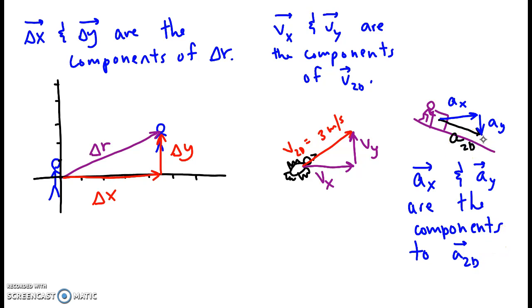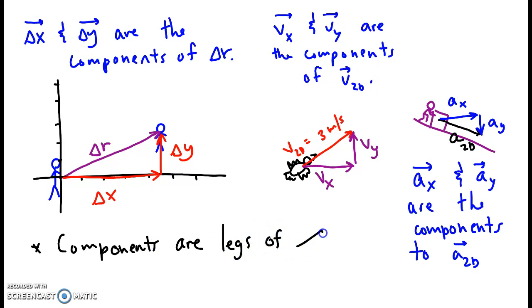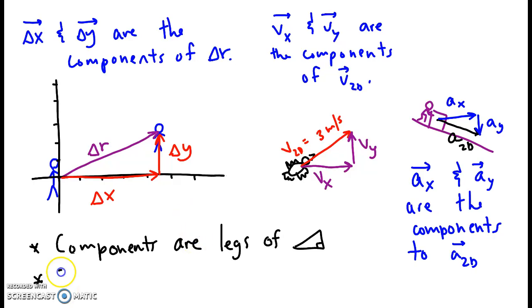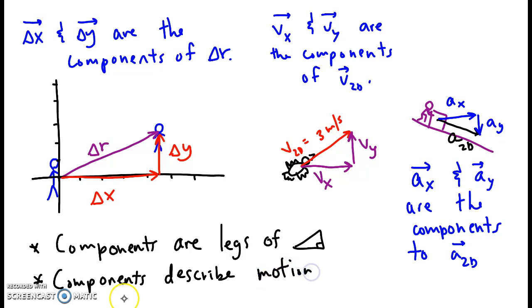So components are, what are they? They're the legs of the right triangle. And they tell us, they describe the motion using the axes. Components are the legs of the right triangle. And components describe the motion along axes. Finally, they match the hypotenuse.